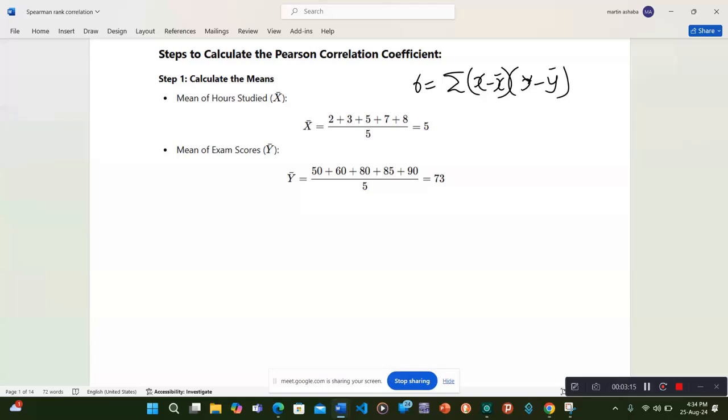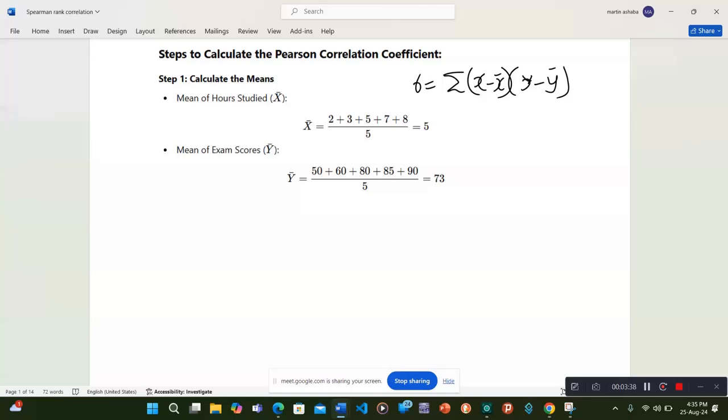Then also get the mean of the Y values. So the Y values are also here, meaning that to get this one, you will be getting 50 minus 73, 60 minus 73, 90 minus 73. Then from there, you are going to multiply the two and then sum.